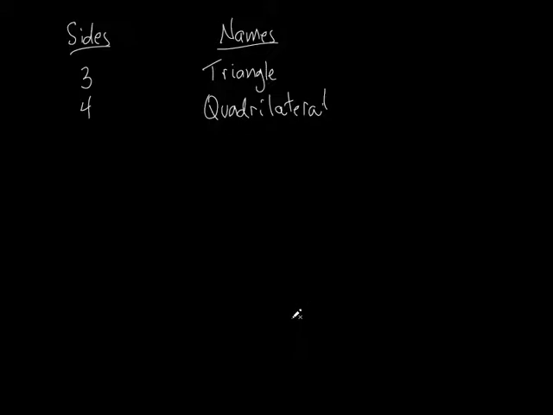So is a square a quadrilateral? Sure. If it's got 4 sides, it's a quadrilateral. Is a rectangle a quadrilateral? Absolutely. All right. Get the idea.